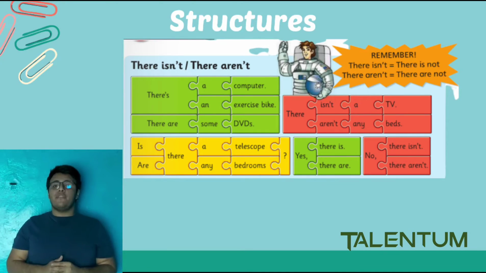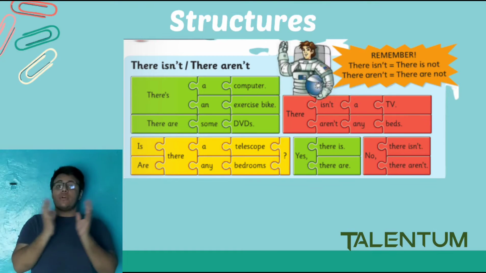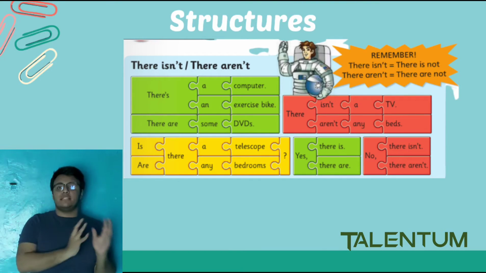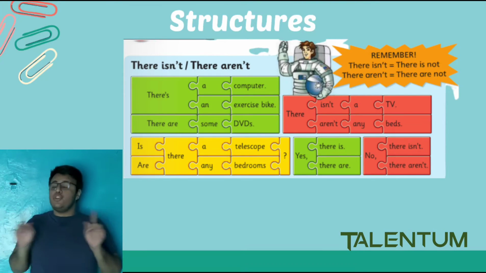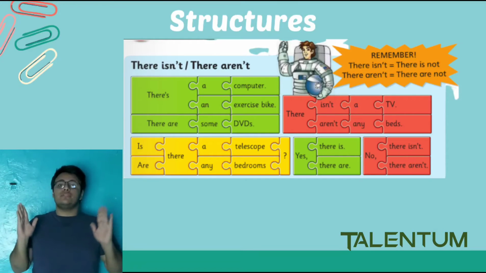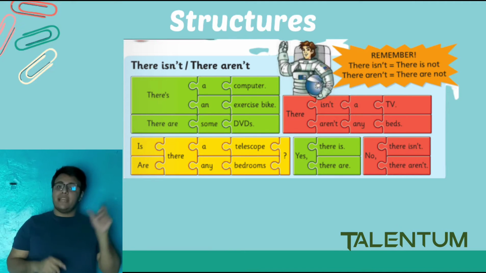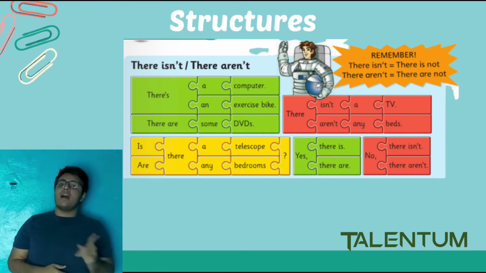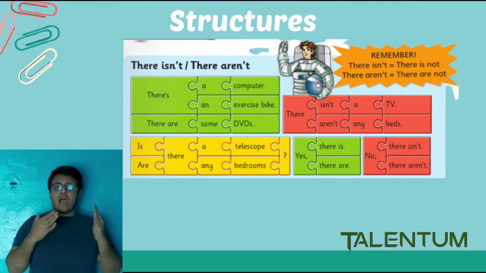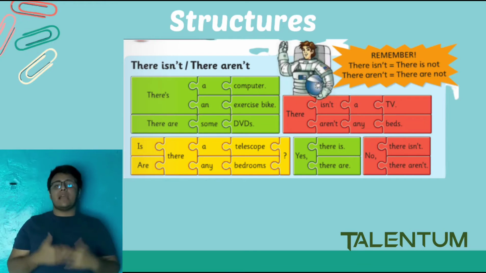In the case of there is, you can put it together in one word, there's. And in the case of there are, you can't do that. You have to put it into separate words. There are. As you can see here, we put is and not in one word, isn't, and are and not in one word, aren't. Okay? There isn't a TV. There aren't pets.